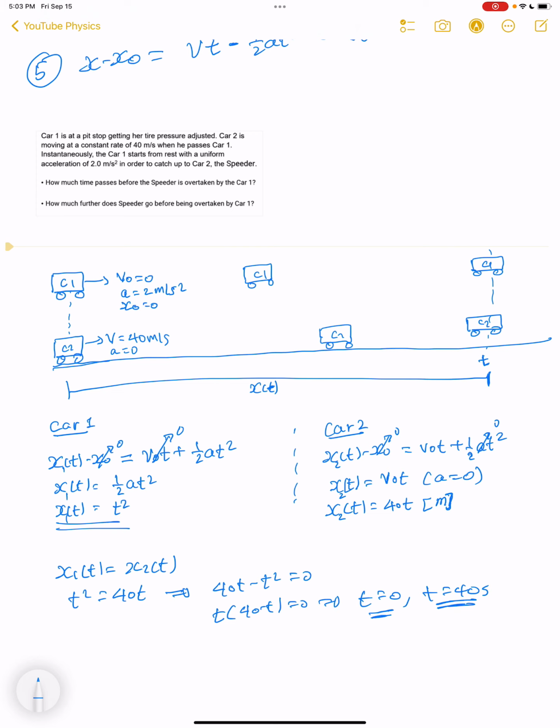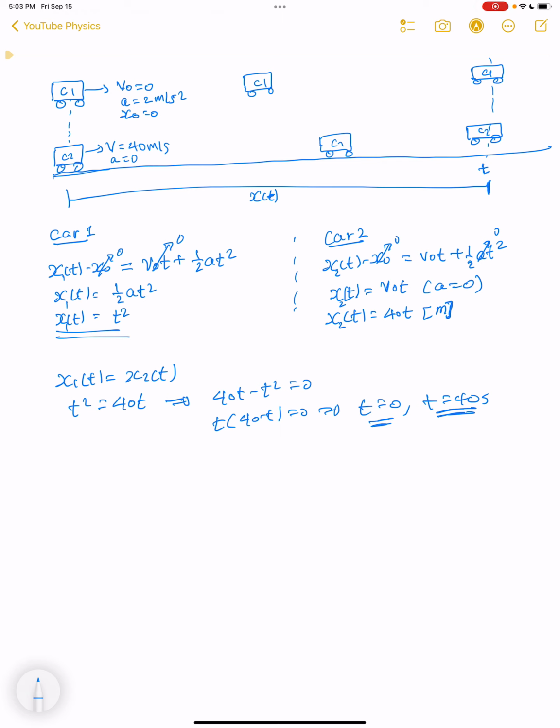So we've solved the time component, and now we can find the position. How far have they traveled when they meet? For this one, you just substitute into one of these equations, let's say x1 of t equals t squared. So x1 of 40 seconds equals 40 squared, in meters. This gives us 1,600 meters. So this is when they pass each other. They would have traveled 1,600 meters before they passed each other, and it took them 40 seconds.